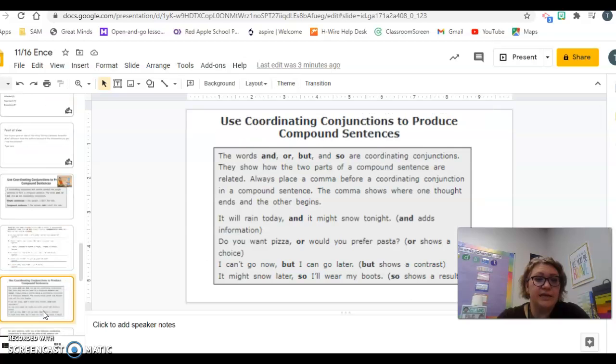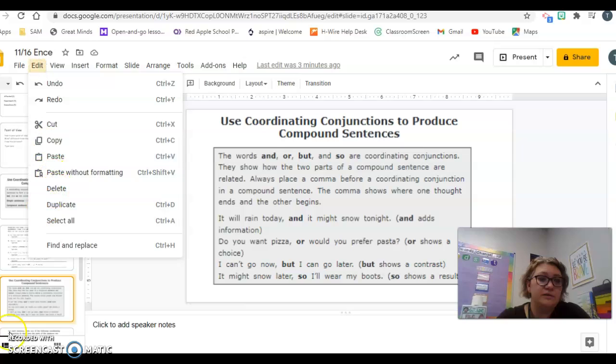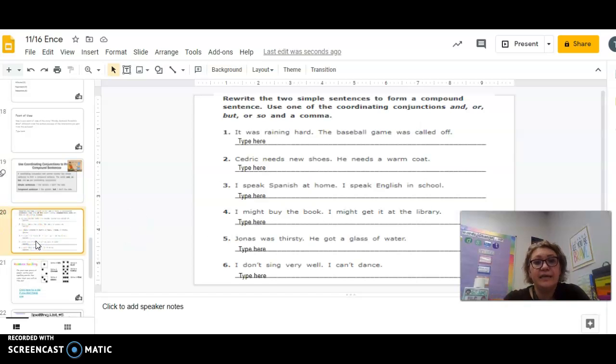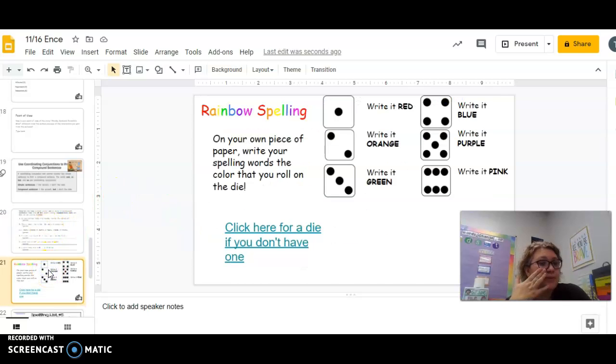So I'm going to take this one out. Okay, so you're going to watch this video about coordinating conjunctions and compound sentences. And then you're going to do this worksheet. So you're just going to rewrite these sentences right here and taking these 2 simple sentences and just making it a compound sentence.